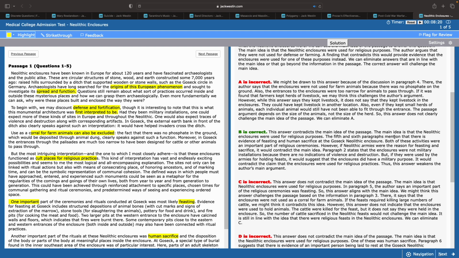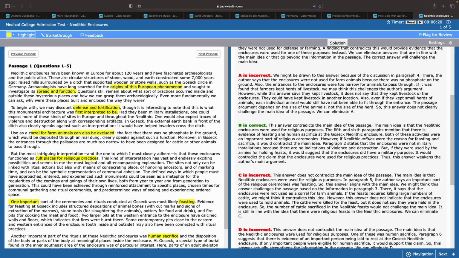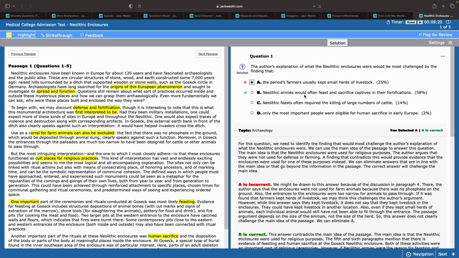This answer contradicts the main idea that the Neolithic enclosures were used for religious purposes. The fifth and sixth paragraphs mention that there is evidence of feasting and human sacrifice. Both of these activities were an important part of religious ceremonies. However, if Neolithic armies were the reason for feasting and sacrifice, it would contradict the main idea. Paragraph 2 states that the enclosures were not military installations because there are no indications of violence and destruction. But if they were used by armies for holding feasts, it would suggest that the enclosures did have a military purpose. It would contradict the claim that the enclosures were used for religious practices. Thus, this answer weakens the author's argument. Neolithic armies would often hold feasts and sacrifice in their fortifications.